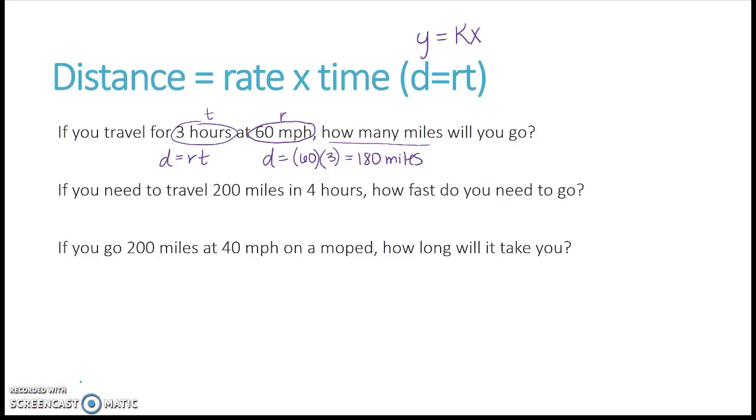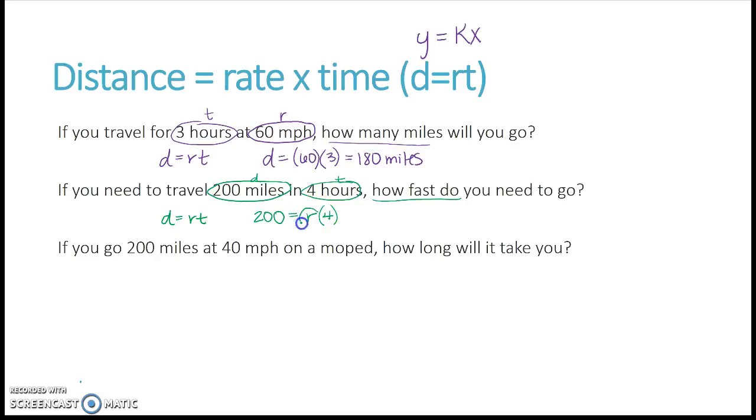All right, if you need to travel 200 miles in 4 hours, how fast do you need to go? So again, distance equals rate times time. So now we have 200 miles. So that in this situation is my distance. So 200 miles equals rate times time. So how fast you need to go is your rate. And then 4 hours is my time. So rate times time. So times 4. So we're saying 4 times our rate equals 200.